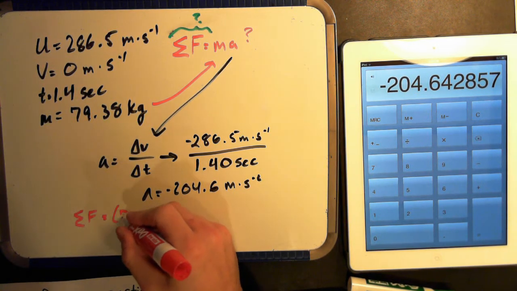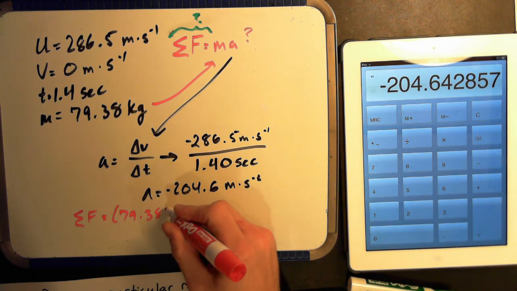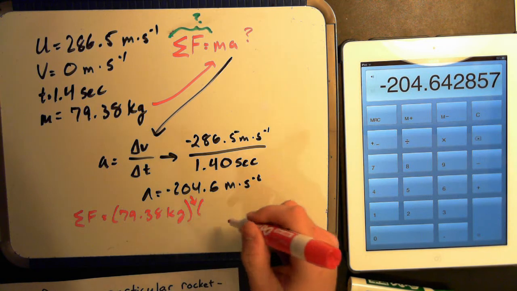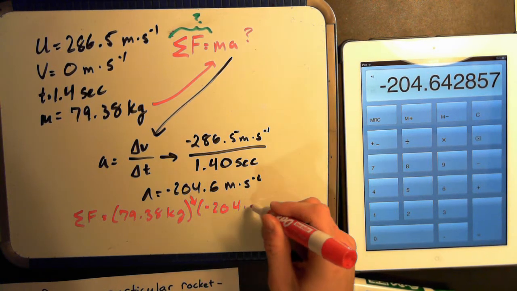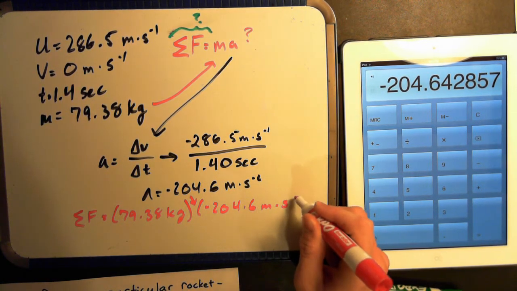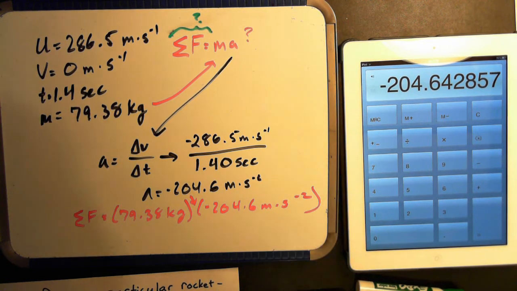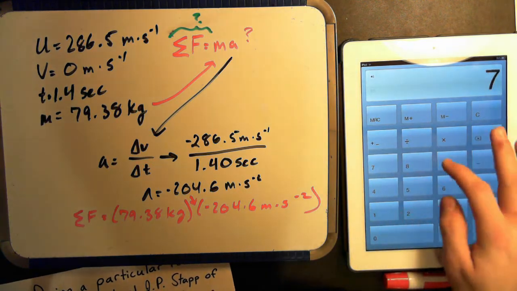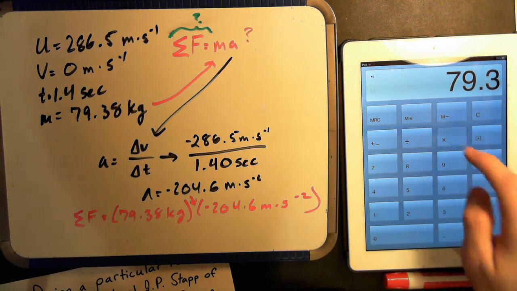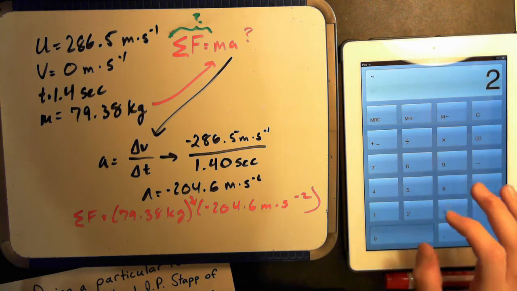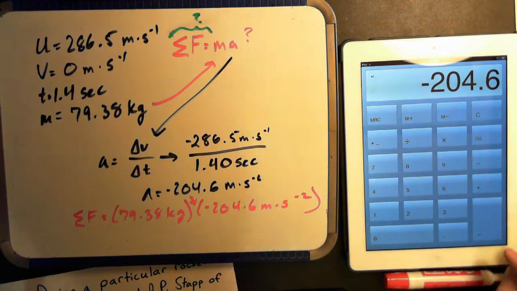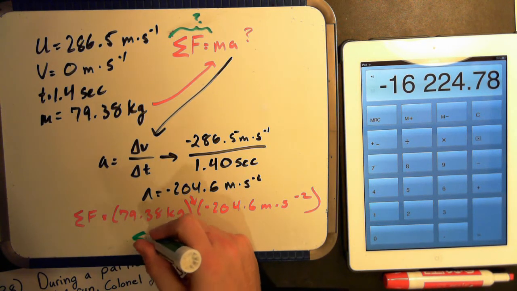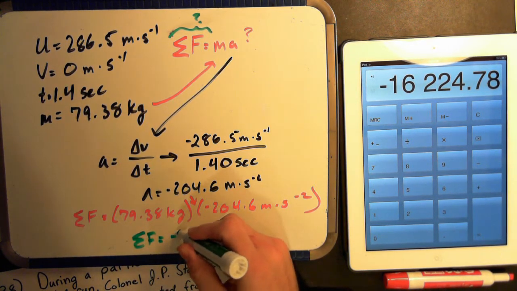And all right, so in our final equation, the sum of forces equals mass times acceleration, and we know our mass is 79.38 kilos, and then our acceleration right there is negative 204.6 meters per second squared. Alright, and so what is our answer going to be? Put this in our calculator here. It's going to be 79.38 times 204.6 and make that negative. Bam!